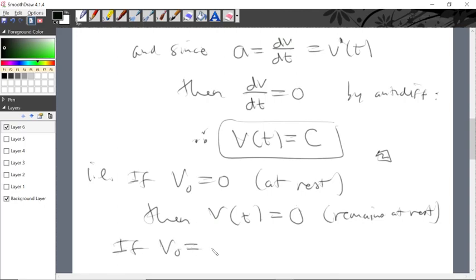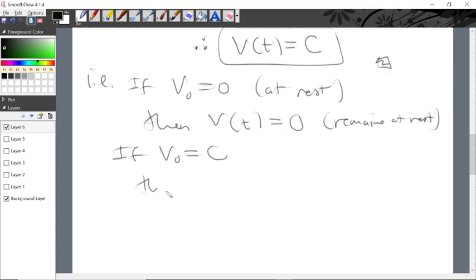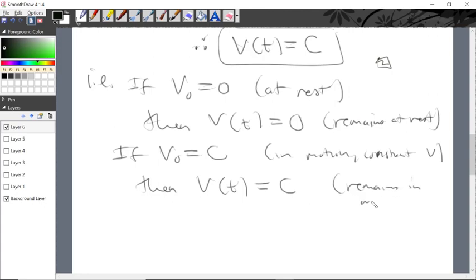If the initial velocity is equal to some constant, then the velocity function is always equal to that constant. This is in motion with a constant velocity. Then v of t is equal to c. That means it remains in motion with that same constant velocity.